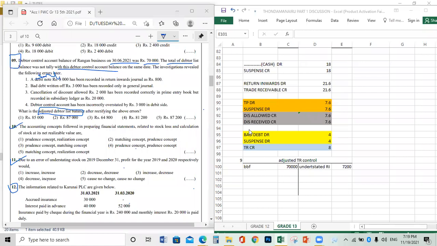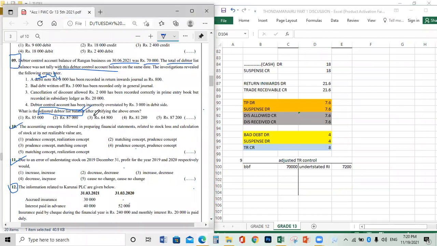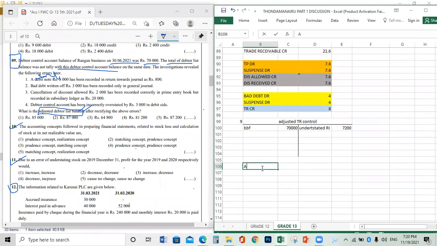Okay, now guys, do you agree with me if I tell you, if you get the adjusted trade receivable control account final balance, that should be equal to this? Do you agree with me? Yes or no? If I repeat the question again: if we find the adjusted trade receivable control account balance, that is equal to the adjusted debtor list balance. True or false?